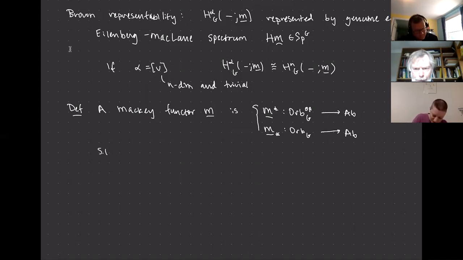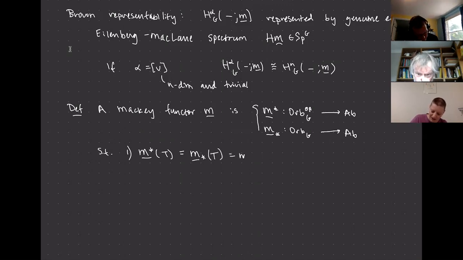So what are the things that we need here? Well, the first one is that they're compatible in the sense that they take the same value on any finite G-set. So T is some finite G-set here, and the upper star and the lower star, the covariant and the contravariant part, take the same value, so I don't usually even decorate it. I just call it M of T. The second one is that the contravariant part preserves products.